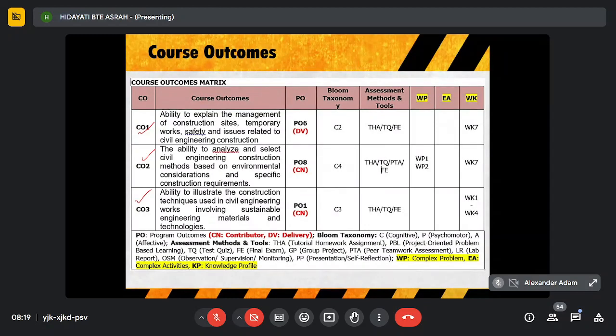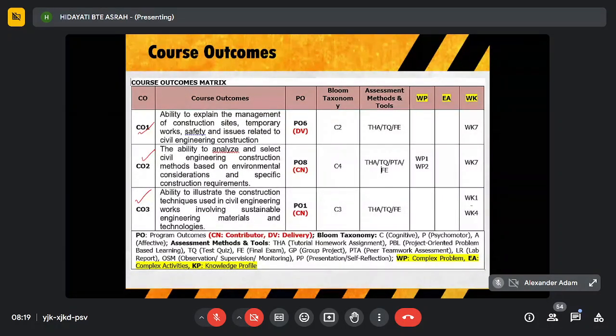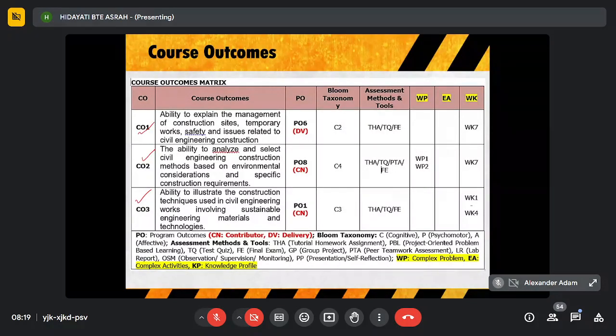So the first course outcome, CO1, is the ability to explain management of the construction site, temporary work, and any issues related to construction, civil engineering construction. And this course outcome is related to PO6. This PO is the program outcome. So PO6 is engineer and society.